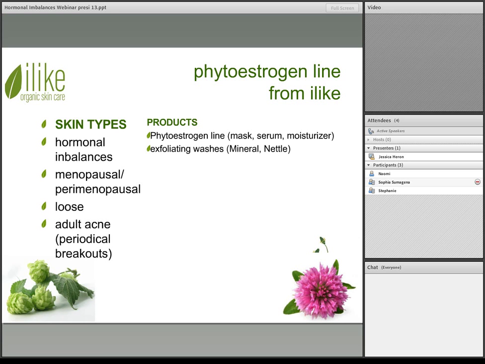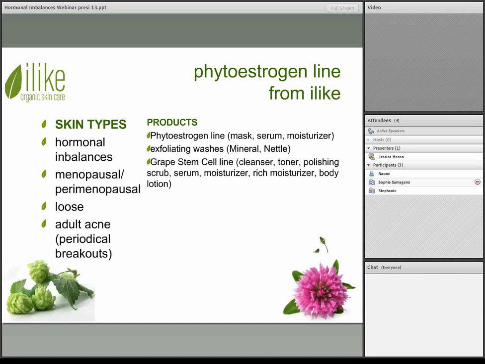Okay. So the next product would be our new Grape Stem Cell Solutions line, including the Grape Stem Solutions Cleansing Milk. And within all of these products in this category, the key ingredients contained are grape skins, grape pulp, grape seed, and also the grape stem cell.